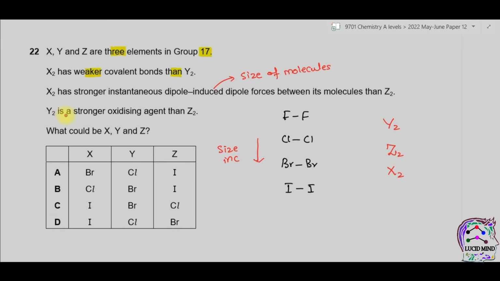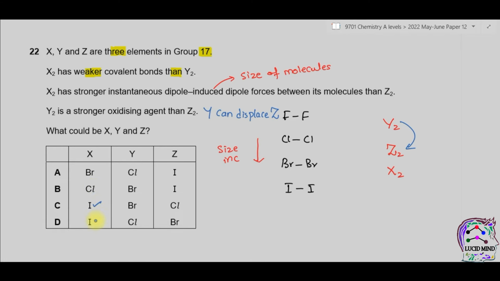Then point 3, it says Y2 is a stronger oxidizing agent than Z2. Now what does a stronger oxidizing agent mean? It means that Y can displace Z. The one that is above is more active compared to the one that is below. So Y can displace Z, and this sequence seems to be correct. So we have Y, Z and X. Y should be above Z and Z should be above X. So X is the one that is below.